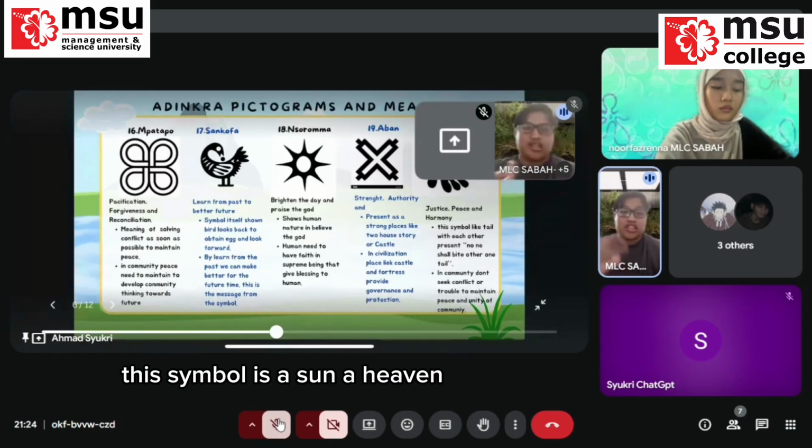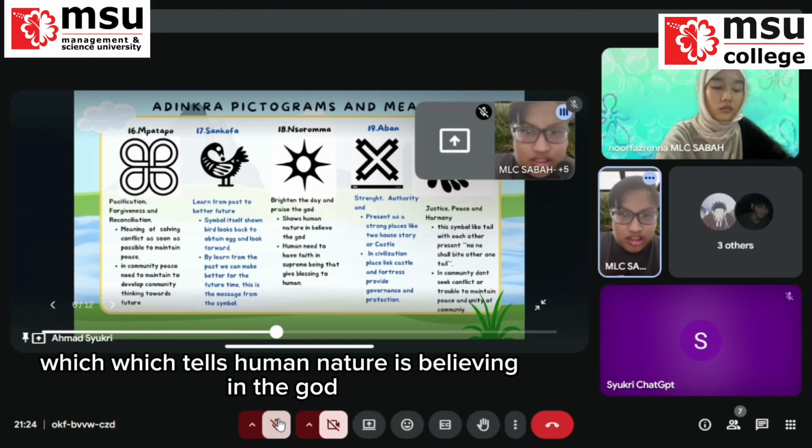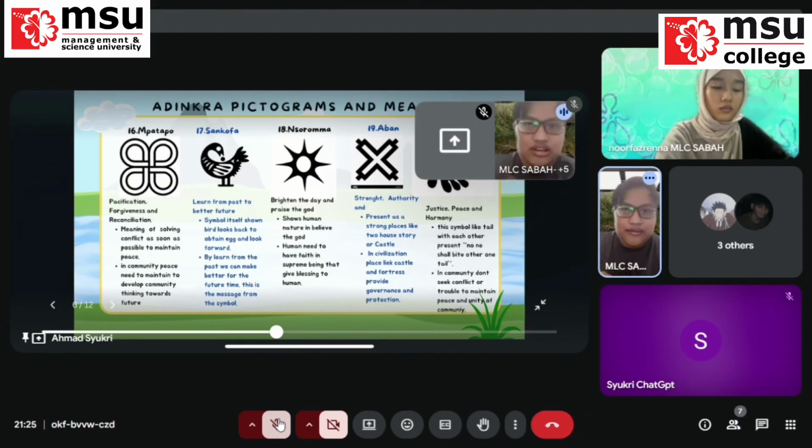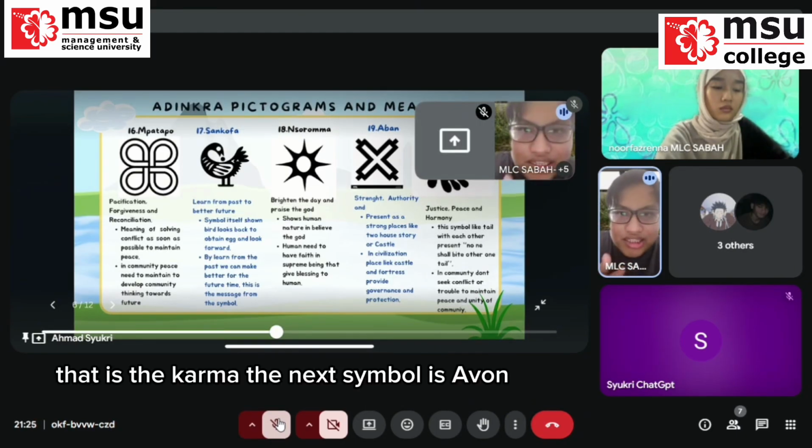The next one, Owia Ansoroma, brightens the day and praises God. It symbolizes the sun, the heavens, which shows human nature is believing in God. God is always watching over us. That is Ansoroma.